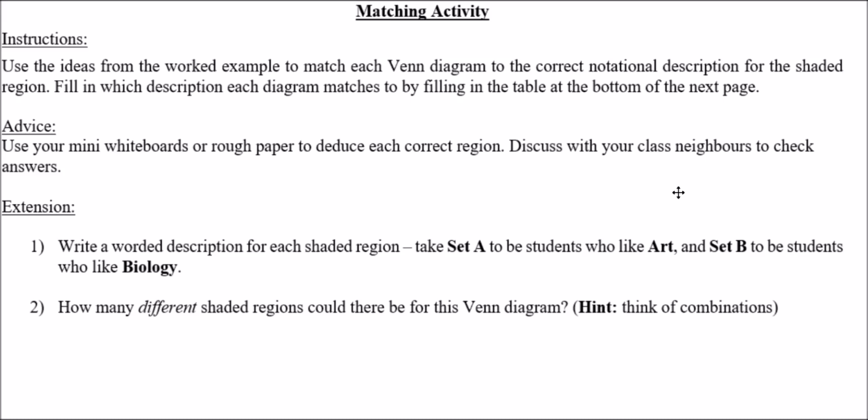Your extension, if you manage to get to this point, is number 1, to write a worded description for each region. So let's imagine set A is students who like art and set B to be students who like biology. Extension 2 is how many different shaded regions, how many combinations of different shaded regions could there be for this Venn diagram. So my hint to you is think of combinations from the combination side of the course. So what we're thinking of here is the binomial expansion.